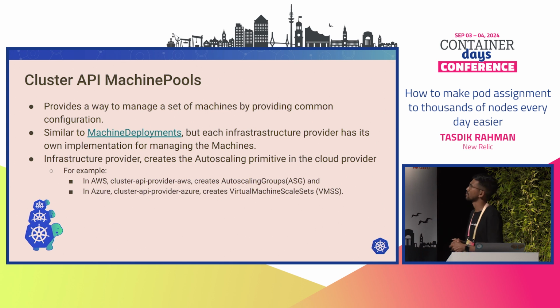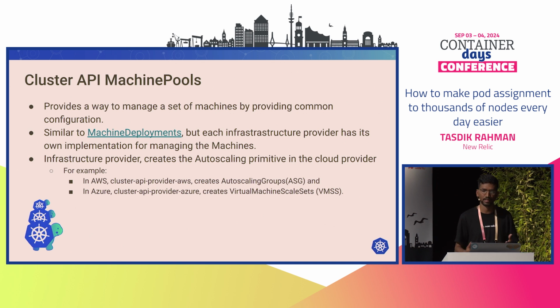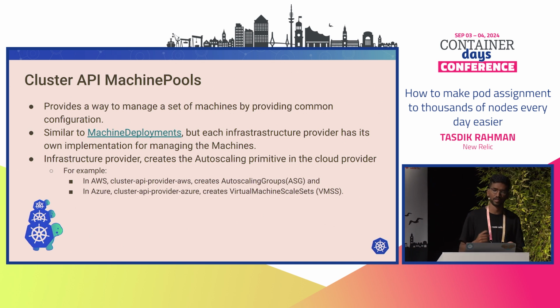Okay, I see a few hands, but just for others' context, it's a SIG Cluster Lifecycle project, and it provides a way to manage a set of machines by providing common configuration. There is another construct called machine deployments, but machine pools is different in a way that each infrastructure provider has its own implementation for managing the machines. So for example, the infrastructure provider creates the autoscaling primitive in the cloud provider. For example, in AWS, it would create the autoscaling group, and in Azure, it would create the virtual machine scaling sets, and so on and so forth, right?